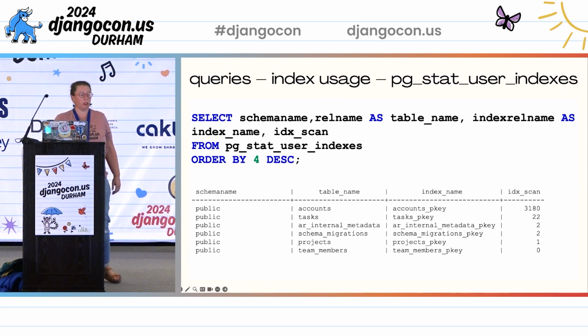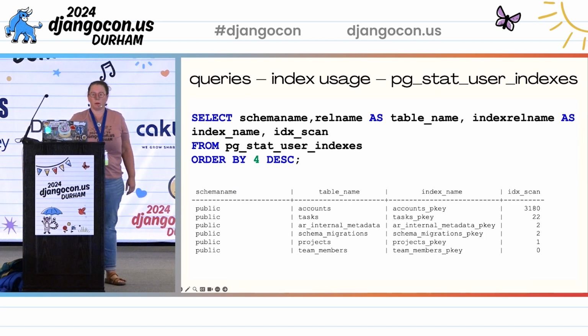And then pg_stat_user_indexes, similar to the one I was just talking about, has a ton of information about the indexes, how often they're used, what's going on with them. And then you can decide, okay, great, that index is being used. Or you can say, this index is never used and I should delete it because it's taking up space on my disk.